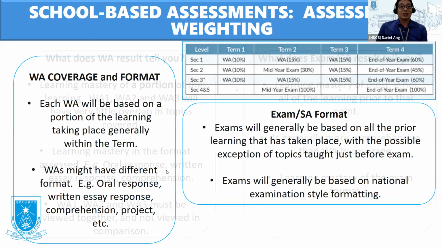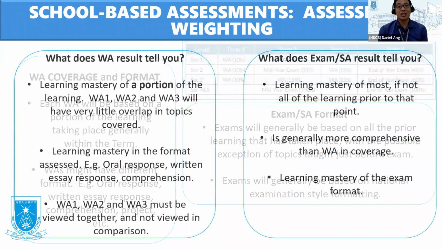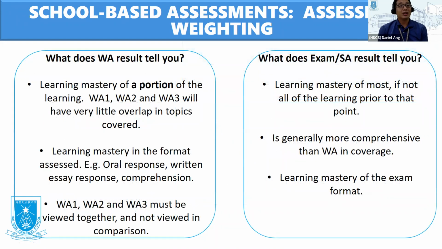So what does the WA result tell you? And what does an exam or essay result tell you? For WAs, learning mastery of a portion of the learning. So the marks tell you about the learning mastery of a portion of the learning, because WA1, WA2, and WA3 will have very little overlap in topics or content covered. They are very likely to cover different things. Sometimes they are based on different formats.